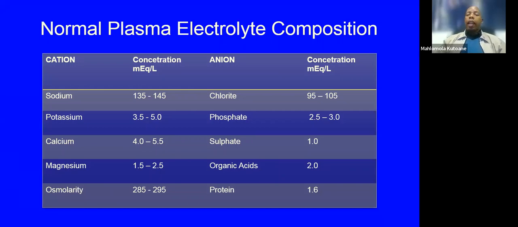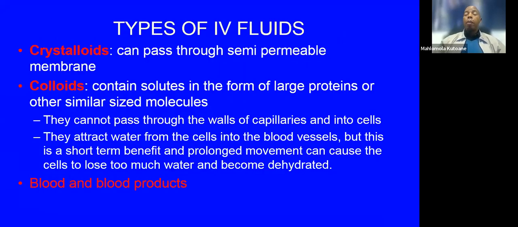So the types of fluids that we have may come in different forms, but they are categorized into crystalloids, colloids, and blood products. The crystalloids are the fluids that are in common use in our settings, and they can pass through a semi-permeable membrane. Let me just highlight that crystalloids, as the name probably indicates, are the ones that are clear when you look at them with your naked eye.